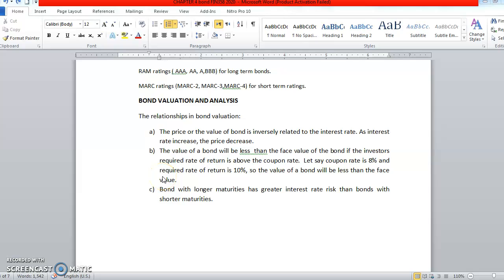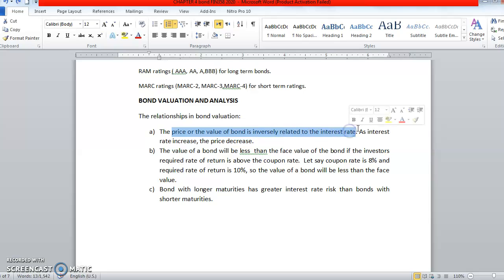Hi, so we are going to continue on the bond valuations and analysis. So this is the calculation part, of course. But before we go further to check on the calculation methods, let us check on the relationships in the bond valuations.